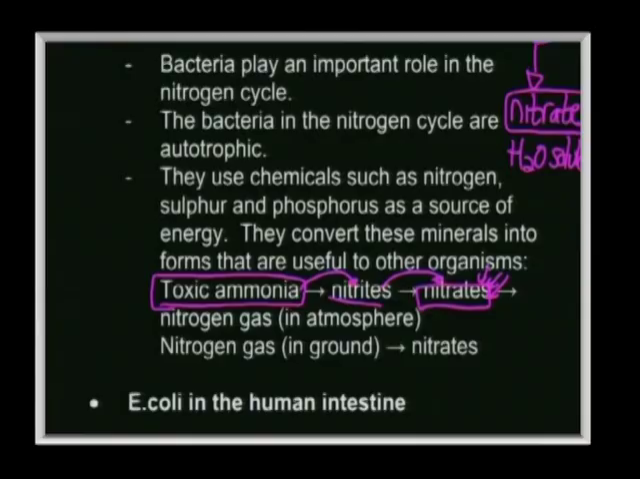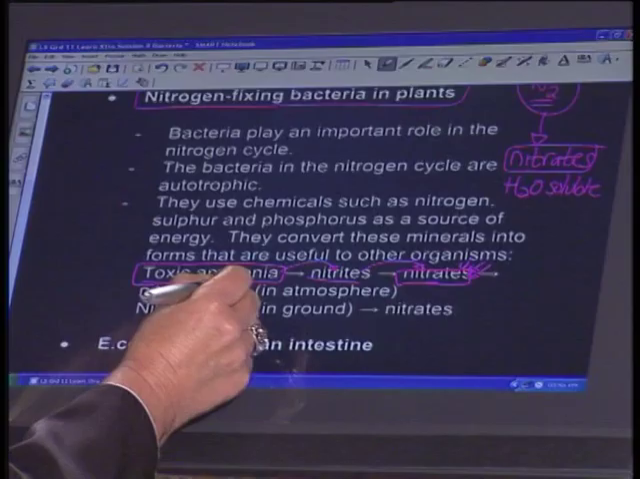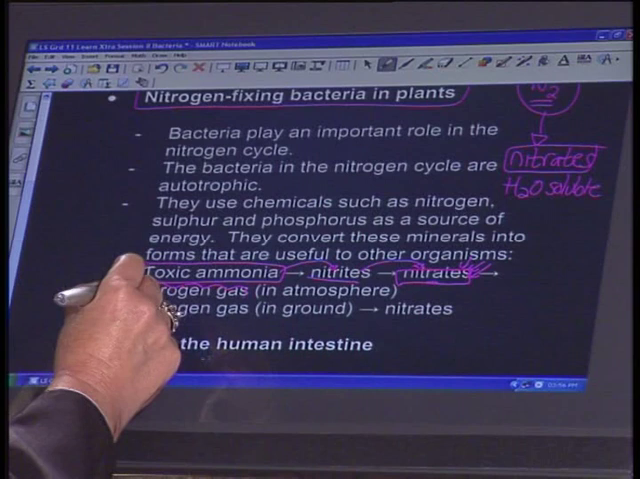There are, however, some harmful bacteria involved in this nitrogen cycle. Those are the denitrifying bacteria, which take the useful nitrates and change them back into nitrogen gas in the atmosphere, which we can't use. So just note the role of bacteria in the nitrogen cycle.